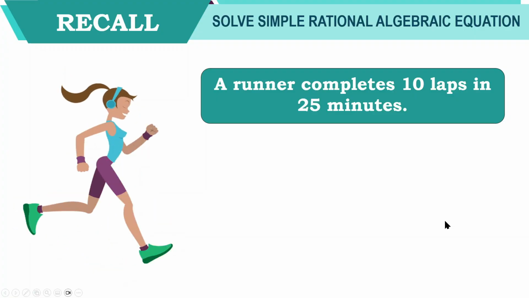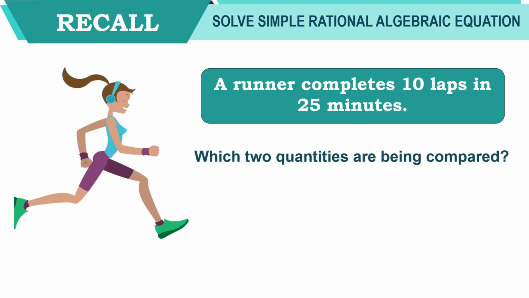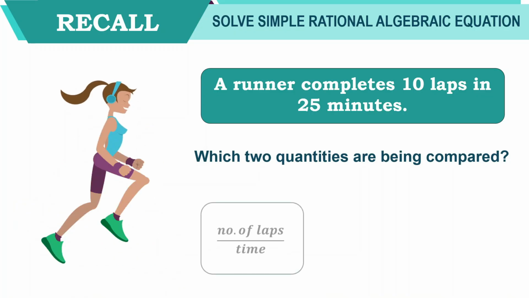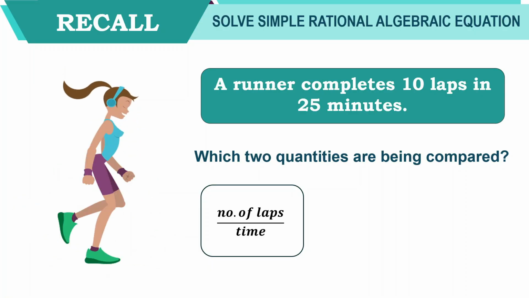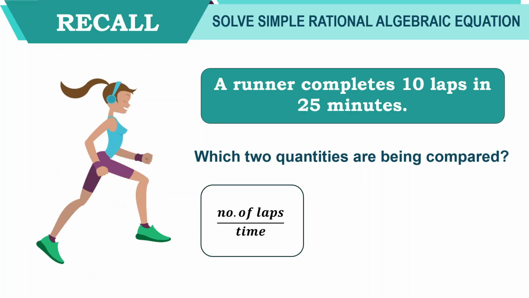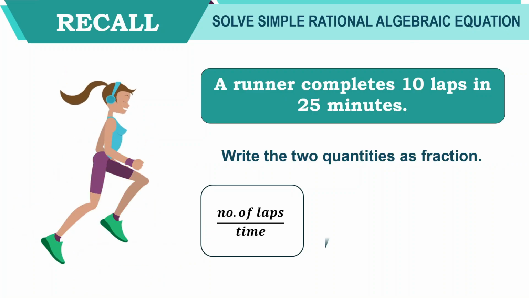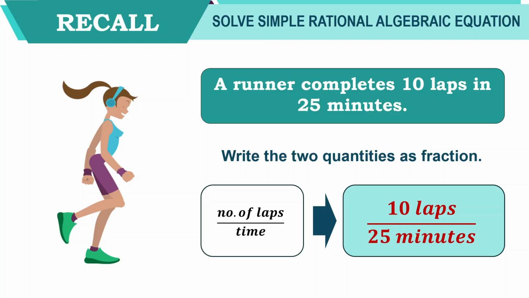A runner completes 10 laps in 25 minutes. Which two quantities are being compared? They will be the number of laps over time. And if we write the given number of laps over time, we will get 10 laps over 25 minutes.